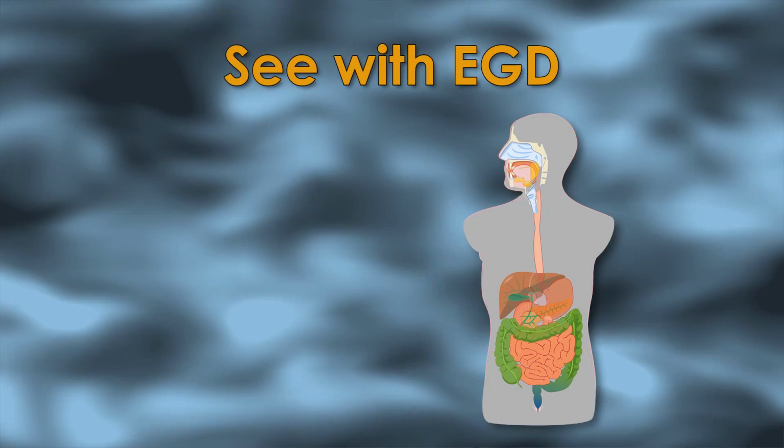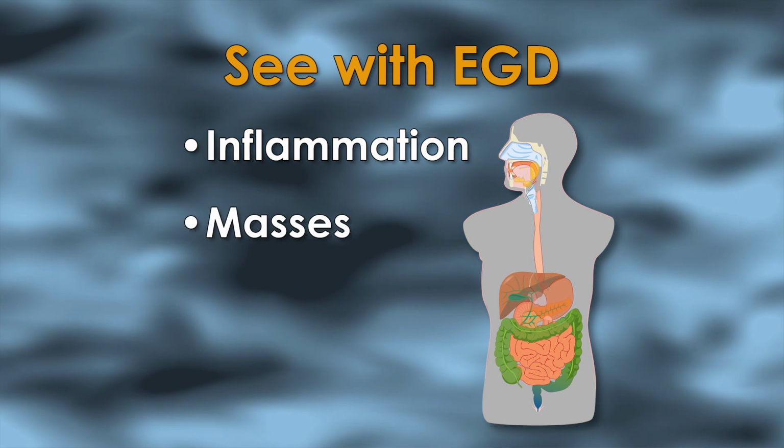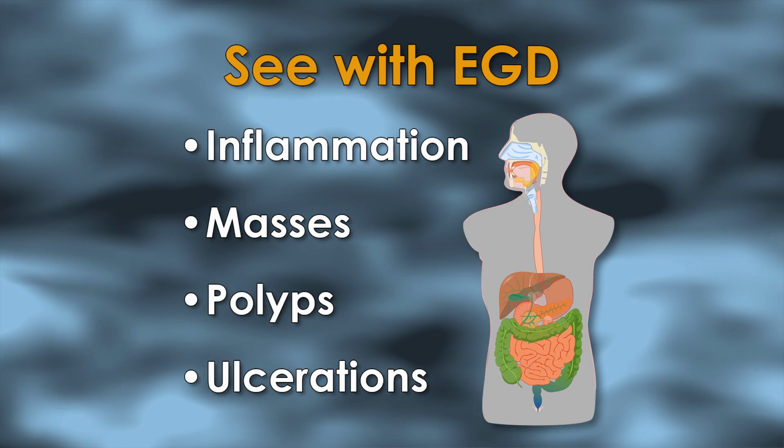We can choose between doing radiology studies versus doing an EGD for those type of things. Sometimes we start with a radiology study, sometimes we start with an EGD, depending on what's more available. What we're looking for is any evidence of inflammation. We're looking for any masses or polyps, things like that. We're looking for ulcerations or erosions.